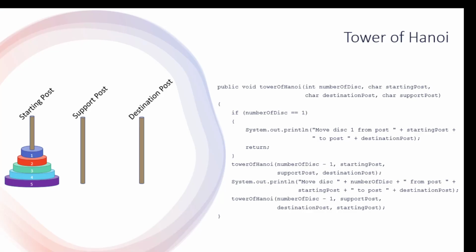So let me go through the rules. The idea is you have three posts, and you have some number of disks on those posts, and the rule is that you can only have a smaller disk on top of a larger disk. So it's actually more complicated than what the other problem was. In order to move the disks around, I have to move it to a post that is legal, something that is open and whatnot.